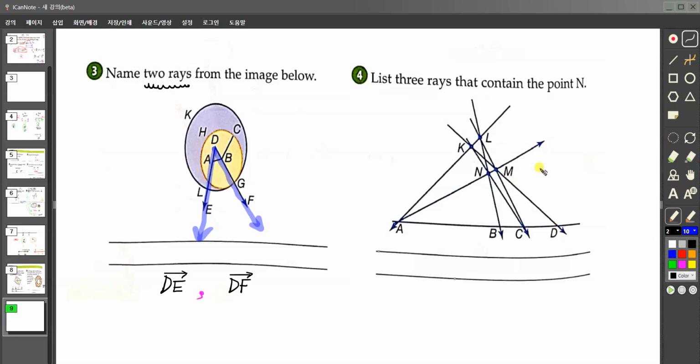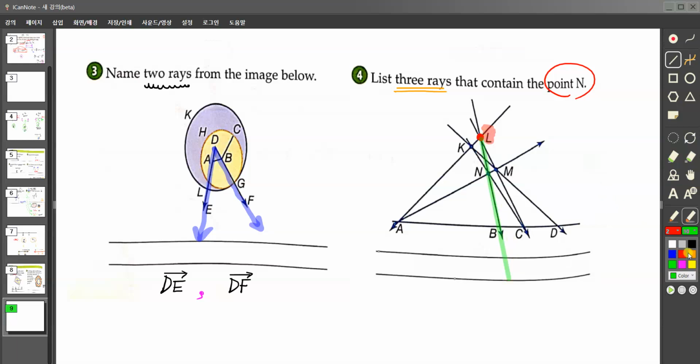Oh my gosh. Watch out. List 3 rays that contain point N. Can you see the rays that contain point N? This one is N, right? It's so hard to see. And is there a ray that contains the point N? Yeah. Here is a ray.